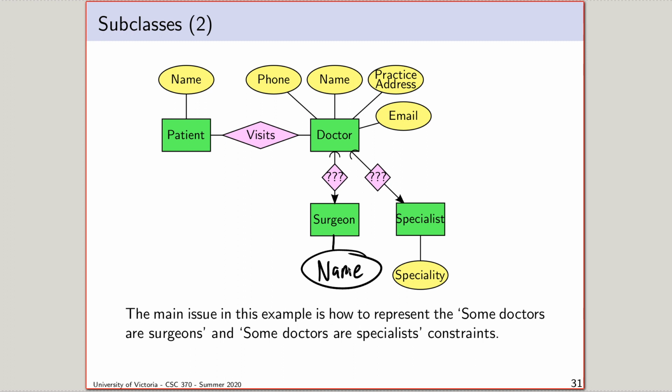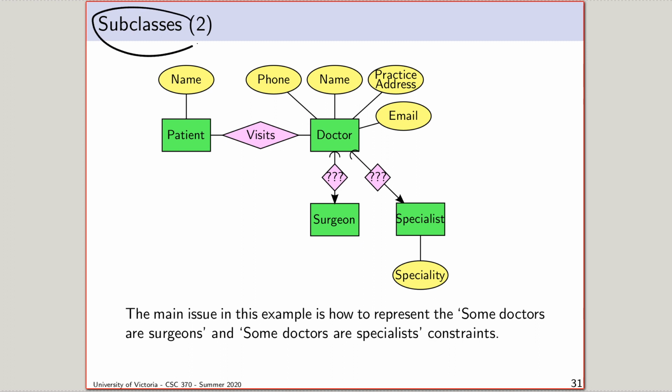So if I do this, then what if I end up with a situation where I'm tying a particular surgeon to a particular doctor and the names don't match? That looks a lot like that dangerous redundancy that we're trying to avoid. So the issue really here is that surgeon isn't really its own entity. Surgeon is somehow subordinate to doctor. And if you think about it, it looks a lot like the subclass relationship.